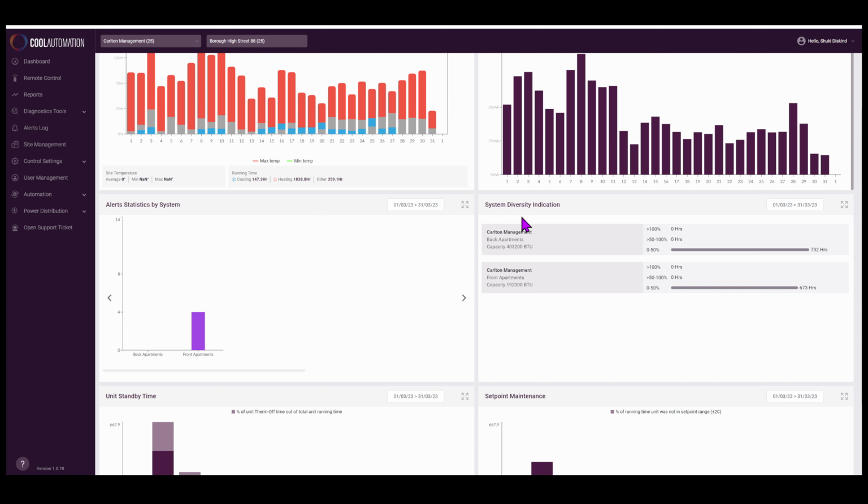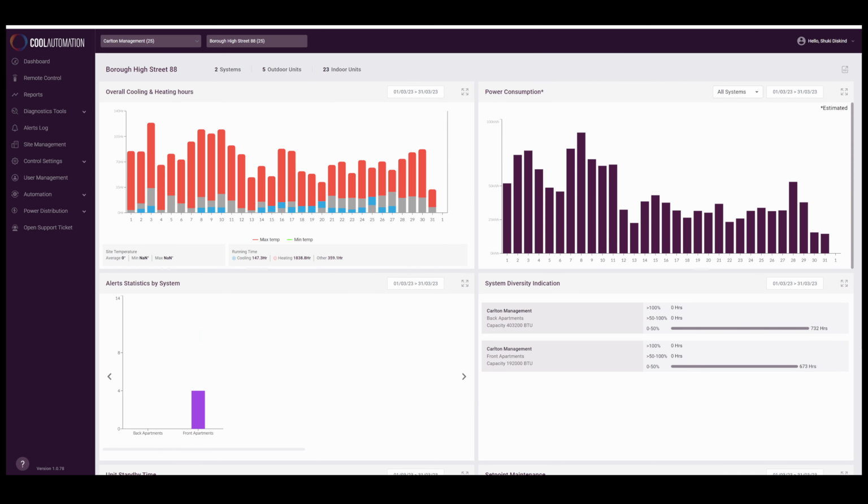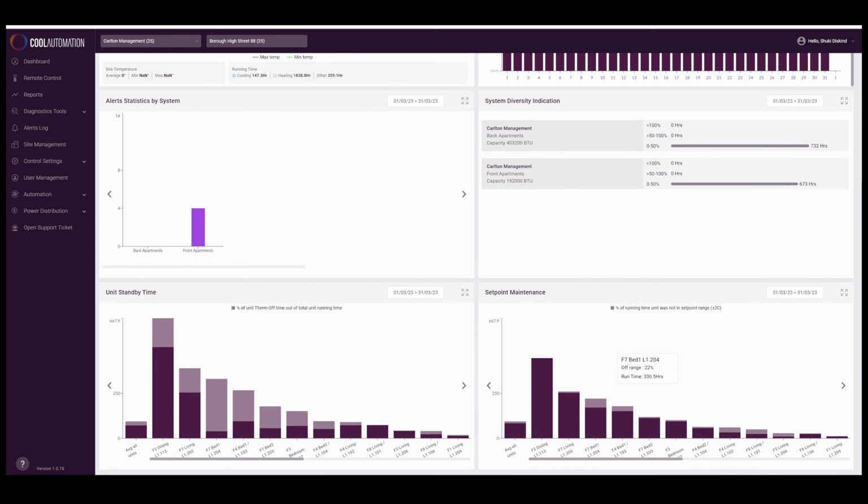Here we have the system diversity indication. So we want to know how well the system is performing. We can see one system and then the second one in this specific project. We can see that at all times the actual consumption, the usage in the building, the parts which are occupied and in use, from the capacity of the whole system, is in this case at all times between 0 and 50%, and we can see how many hours in total. So this is a system diversity indication.